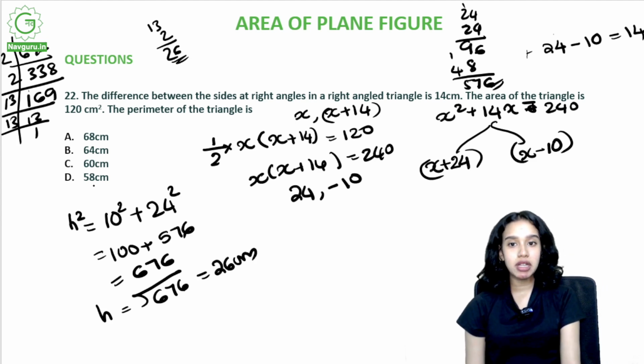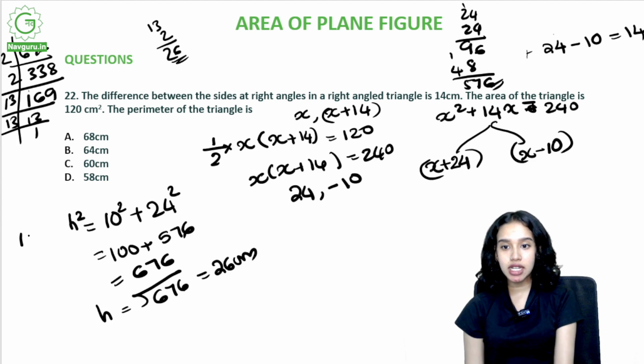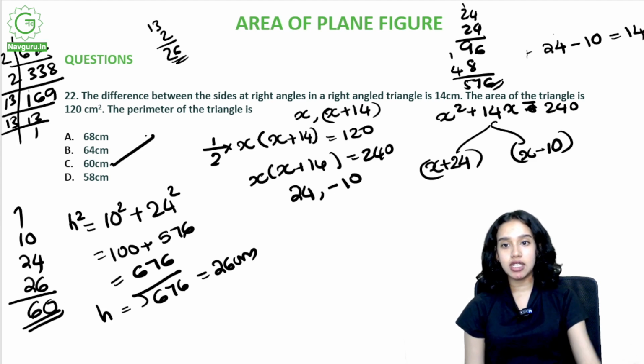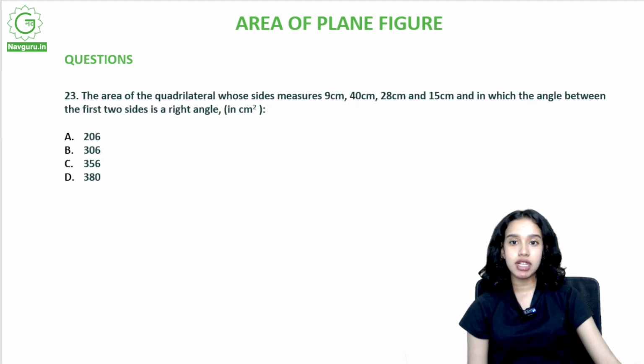Now what is the perimeter? So we have one side to be 10, another side to be 24 and another side to be 26. So this would be 10 plus 24 plus 26, which gives 60 centimeters. Now let's move on to the next question.